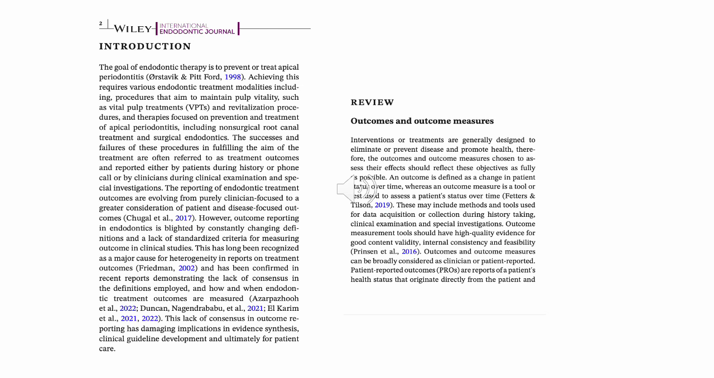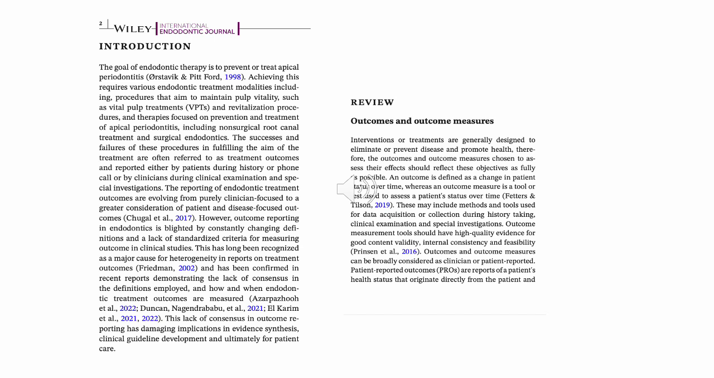However, outcome reporting in endodontics is blighted and disoriented by constantly changing definitions and a lack of standardized criteria for measuring outcome in clinical studies. This has been recognized as a major cause for heterogeneity in outcome reports and the lack of consensus in the definition. This has a damaging implication in evidence synthesis, clinical guideline development, and ultimately for patient care.